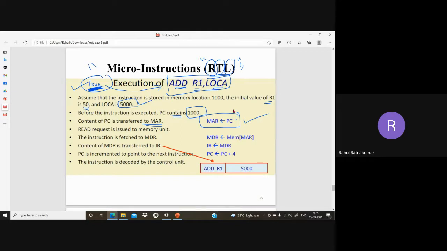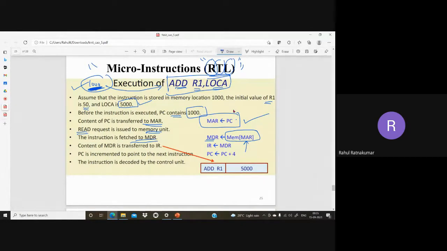Then when MAR is filled, the memory should know whether it is reading or writing. So now the control unit will send the read request to the memory unit. When the read is issued, the data from that particular location, that is MAR's location, goes to the MDR, the memory data register. So the instruction is fetched to the MDR. Now the MDR has the instruction which we want.